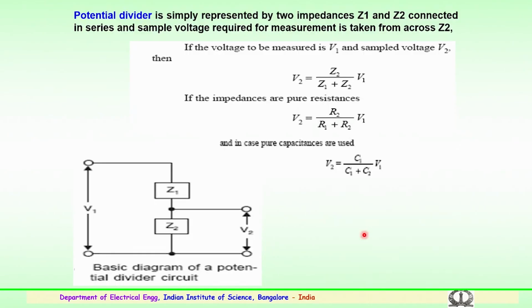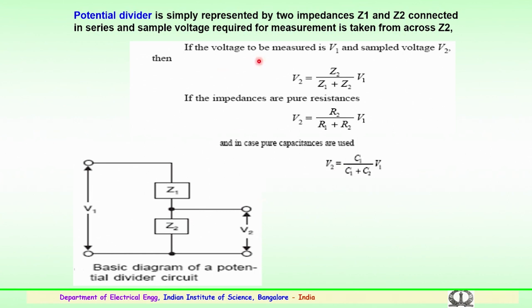Then the simplest divider is the potential divider. This is simply represented by two impedances or two resistances which are shown as Z1 and Z2. Voltage is applied here, Z1 being a very high value, Z2 being a lower value in comparison to Z1, that is, the resistance could be very low here, whereas it is very high there. So, this potential divider is connected in series, and a sample voltage required for measurement could be tapped from across the Z2.